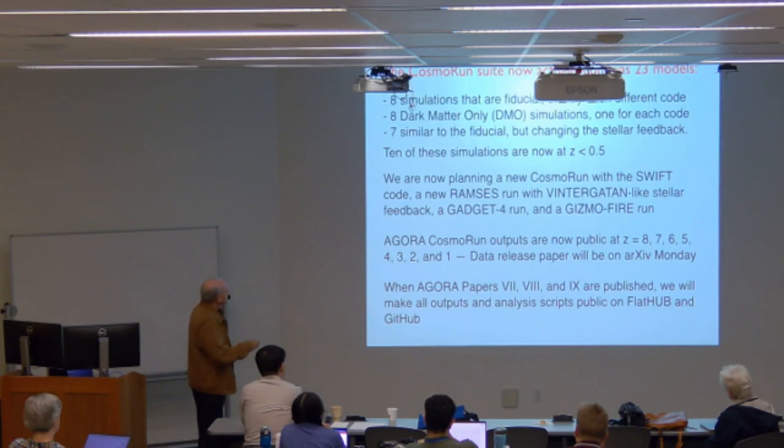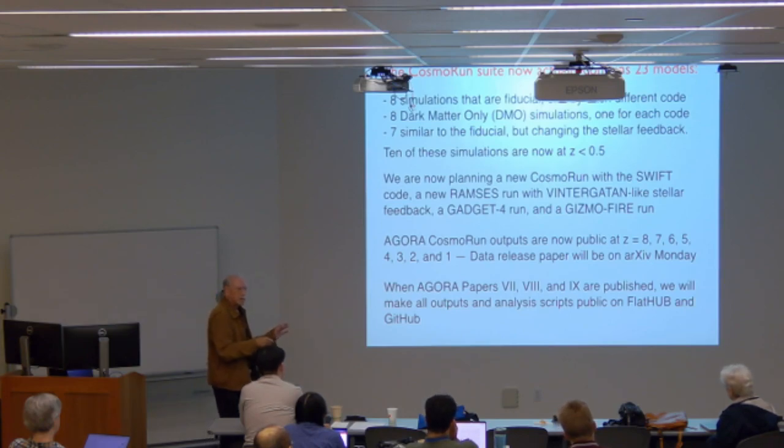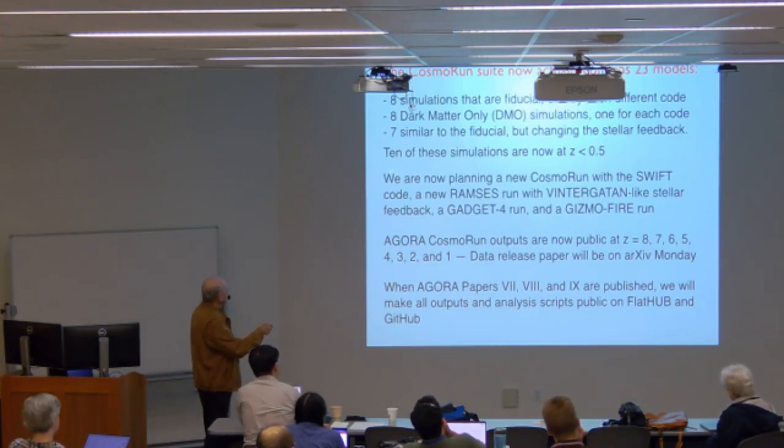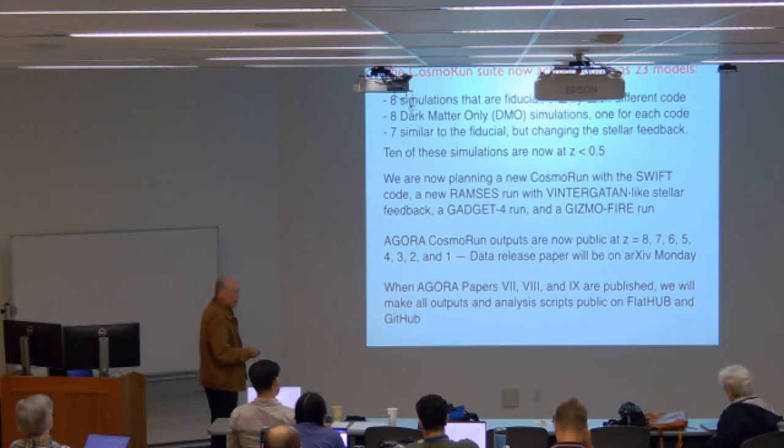So there are actually now 23 models that have been run at least over a significant redshift range. 8 simulations that are fiducial, one by each code. 8 dark matter only simulations, one for each code. 7 additional simulations by different codes that were run basically earlier and then replaced by better simulations. And 10 of these simulations are now down below redshift half. We're now planning these new Cosmo runs that I mentioned earlier, and the outputs have all been uploaded to FlatHub.